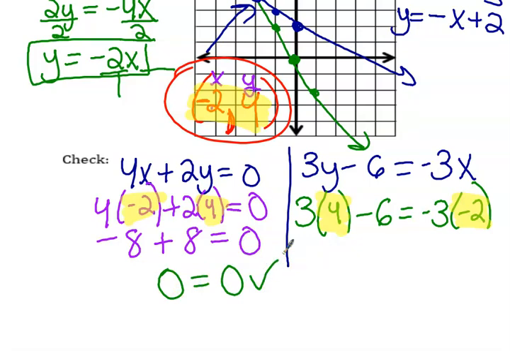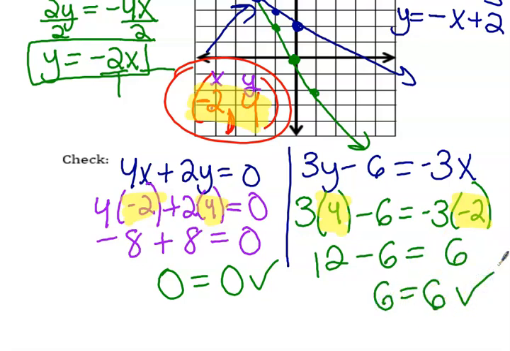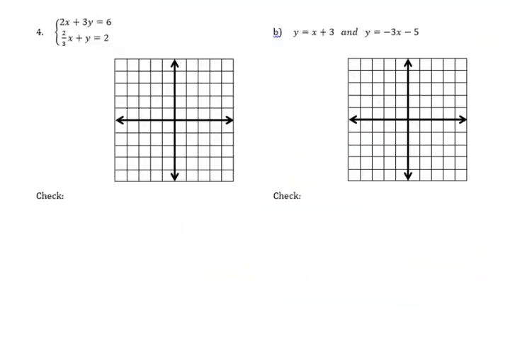Now let's try the next one. 3 times 4 is 12. 12 minus 6 is 6. Yes! We want both sides to equal, and then now I know that my solution is -2, 4. Solving for y, graphing the two lines, finding where they cross, and then checking. So this is a lot of work for just one problem. And now there's more.